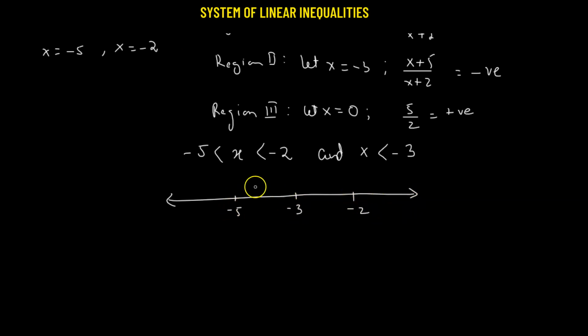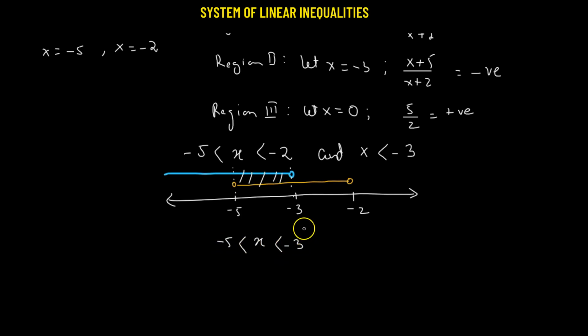From case number 2, we have obtained that the solution of x is going to lie between negative 5 and negative 2. Whereas we have x also less than negative 3. So x less than negative 3 means all the values of x lying to the left of x equal to negative 3 and extending up to negative infinity. Now if we try to find out the common region that satisfies both of the two inequalities, this is the only region, and we can say that x must be lying between negative 5 and negative 3.